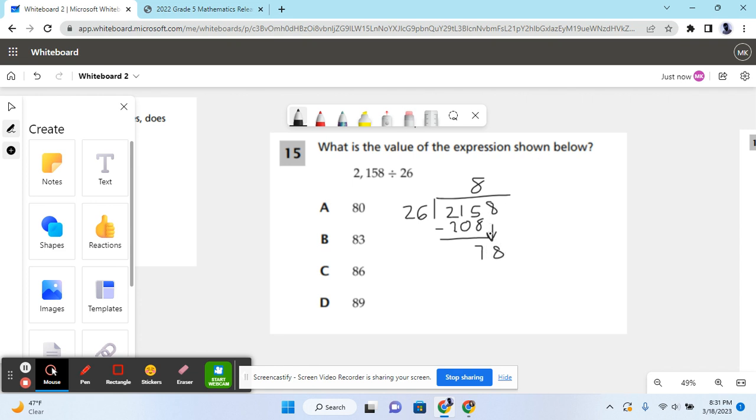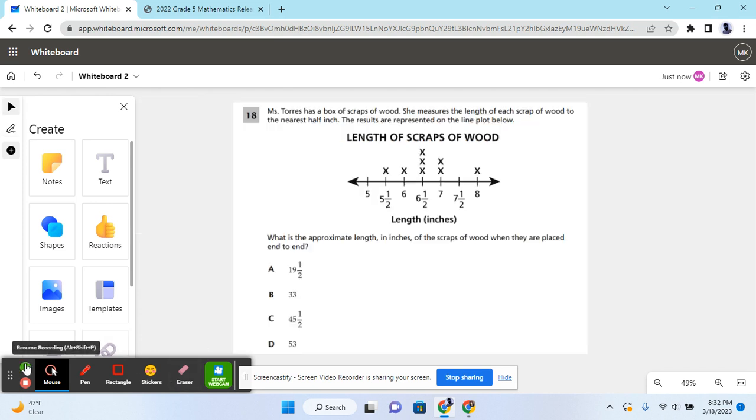So we have to drop the 8 and find out how many times 26 goes into 78. It goes into 78 3 times. What is 26 times 3? Well, 26 times 3 is 78. So we subtract 78 from 78 and we get 0, which leaves us with the answer of 83, which is answer choice B. Let's move on to the next problem.